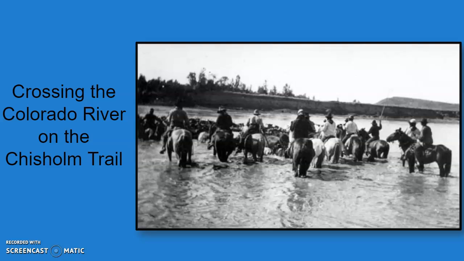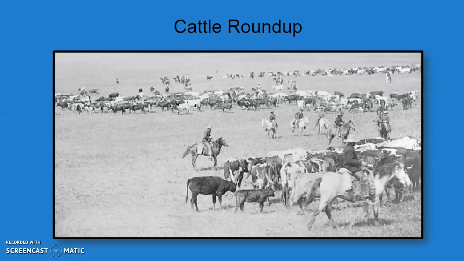There are some people crossing through the water, some cowboys. If you could just barely get across some of these rivers, it would be a much straighter path, but you had to decide, can the cattle get through it? So it was definitely a dangerous job.